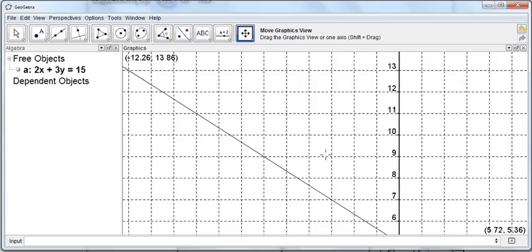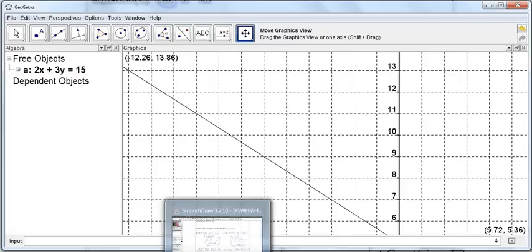If we'd gotten something that was not equal, it would just be off of our line. It wouldn't be a solution. It wouldn't be part of our equation. All right. Hope that helped.